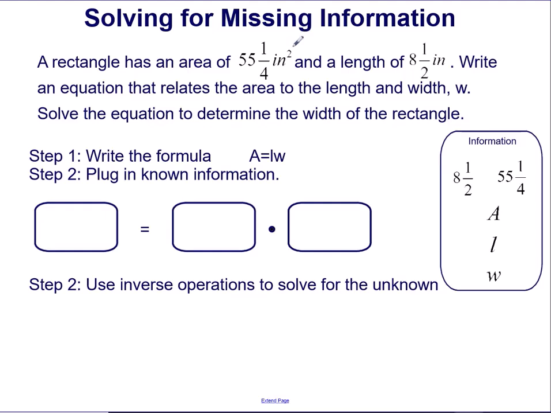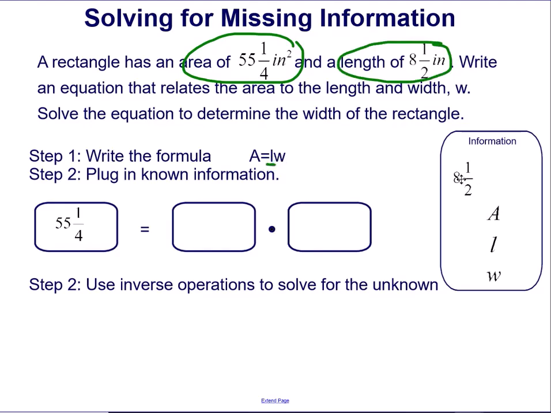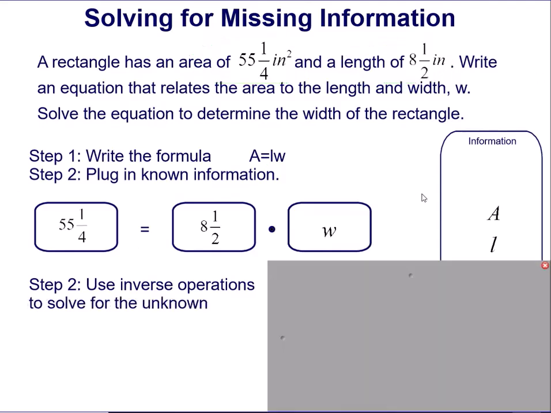The first thing that we're told is that the area is 55 1/4 inches squared. So I'll substitute that into the spot where the area is. The second thing that we're told is that the length is 8.5 inches. Here's my length in the equation. So I substitute the 8.5. It's the width, or the W, that we are solving for. I'm solving for the W, which is my unknown.